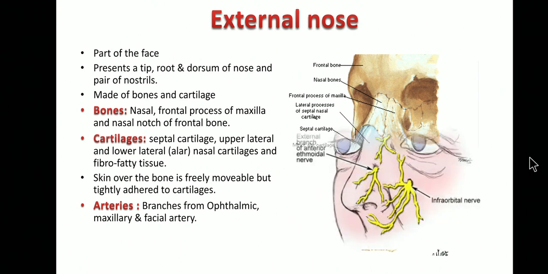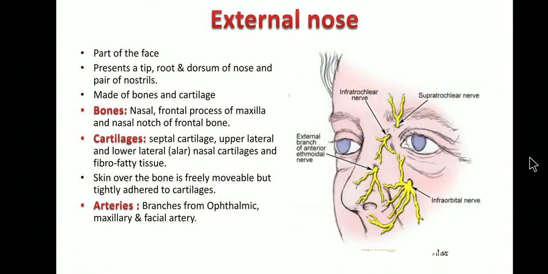Then the nerve supply is mainly by the branches of the infratrochlear nerve, and then the external nasal nerve. So the infratrochlear nerve, and then the external nasal branch of the anterior ethmoidal nerve, and then you have the infraorbital nerve, which is the direct continuation of the maxillary nerve, which divides into a palpebral branch, a nasal branch, and then the superior labial branch.